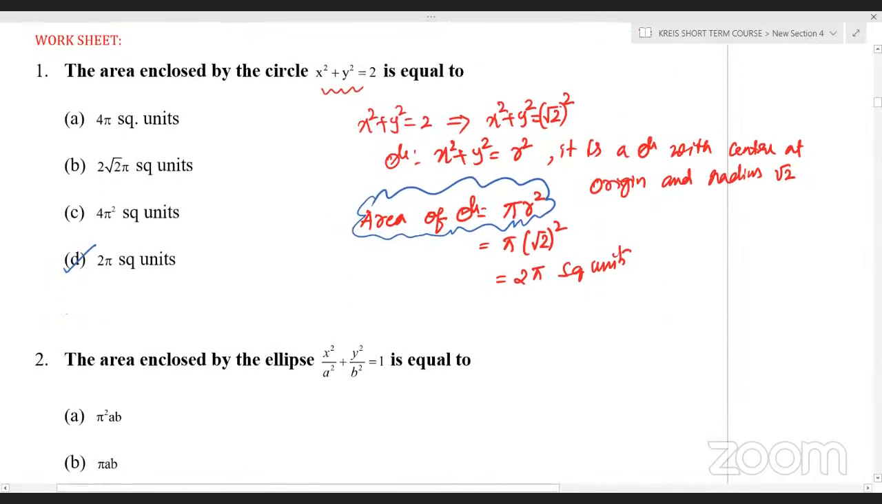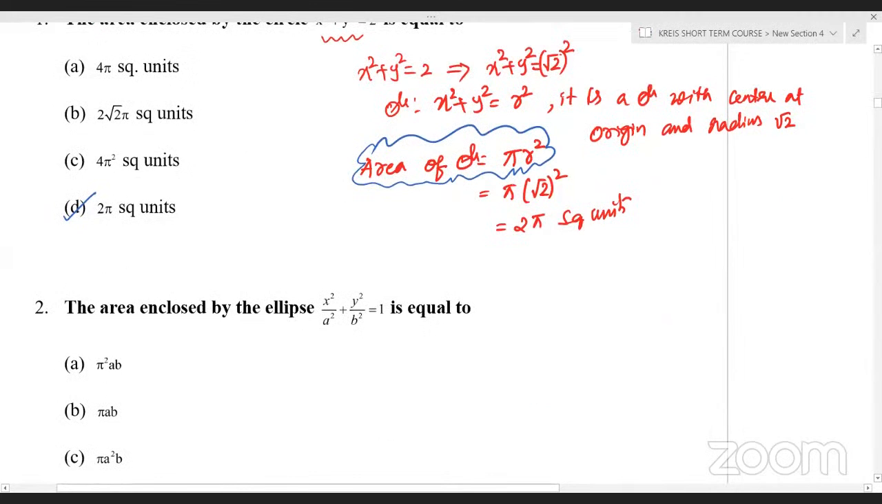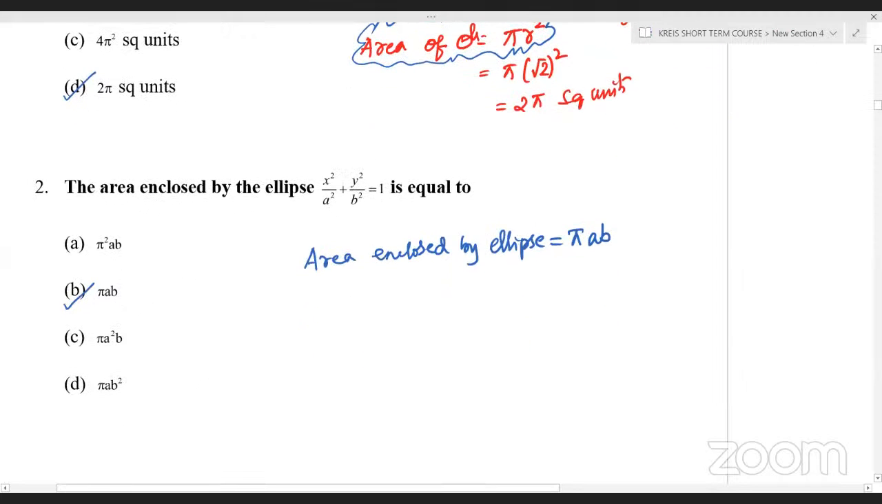Then question number 2. The area enclosed by the ellipse x square by a square plus y square by b square is equal to 1. So always remember, area enclosed by ellipse is given by pi ab square units. Understood? So it is a standard result. You can remember. If you have any particular problems on this, you can make use of this result and straight away solve the problems on this.